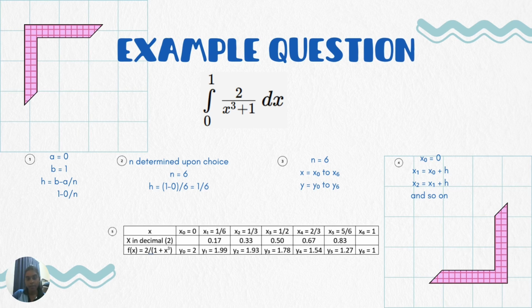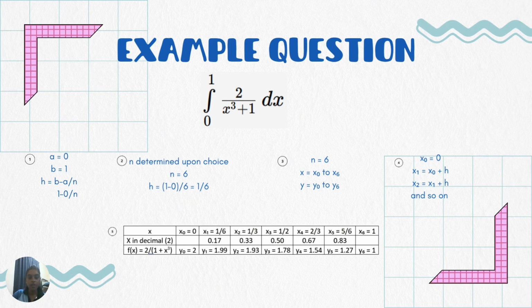This is the example question. So the question is: evaluate the value of the integral from 0 to 1 of 2 over x to the power of 3 plus 1 dx using Simpson's 1/3 rule. As the first step, we have to find the value of a, b and h. From this question, we know that the value of a is 0 and the value of b is 1.